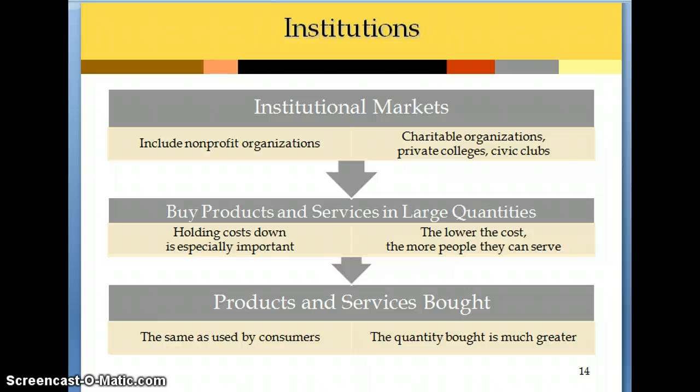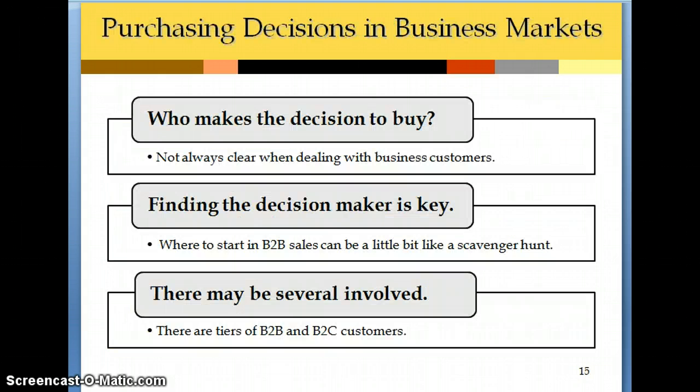Let's look at the institutions. The institutional market includes nonprofit organizations, charitable organizations, private colleges, and civic clubs. They buy products and services in large quantities. Holding costs down is especially important. The lower the cost, the more people they can serve. Products and services bought are the same as those used by consumers. The quantity bought is much greater.